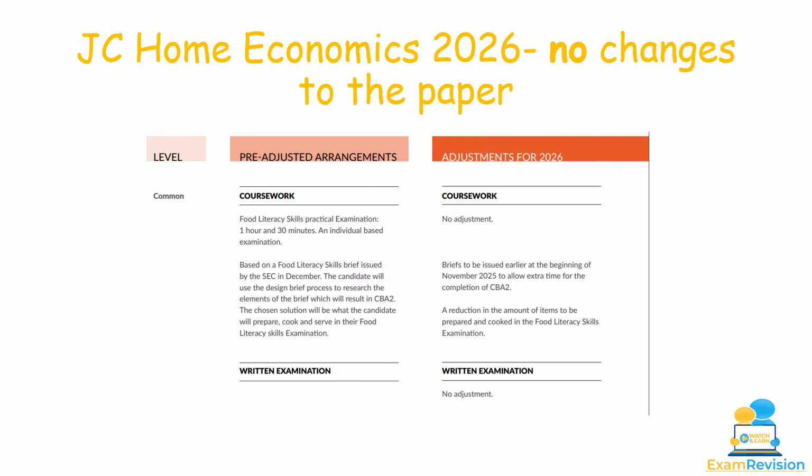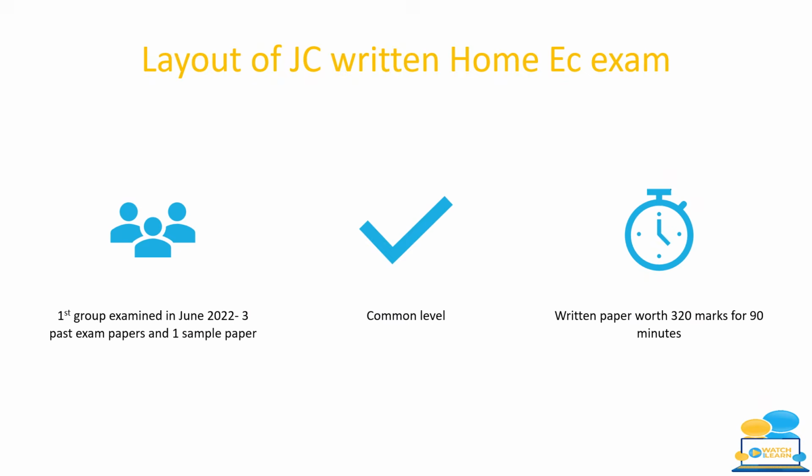According to the most recent updates, there are no changes to this year's 2026 paper. The only change was that the CBA2 briefs were released earlier, and at this point, students should be completing and have completed their cooking exam worth 50% of their junior cycle grade.